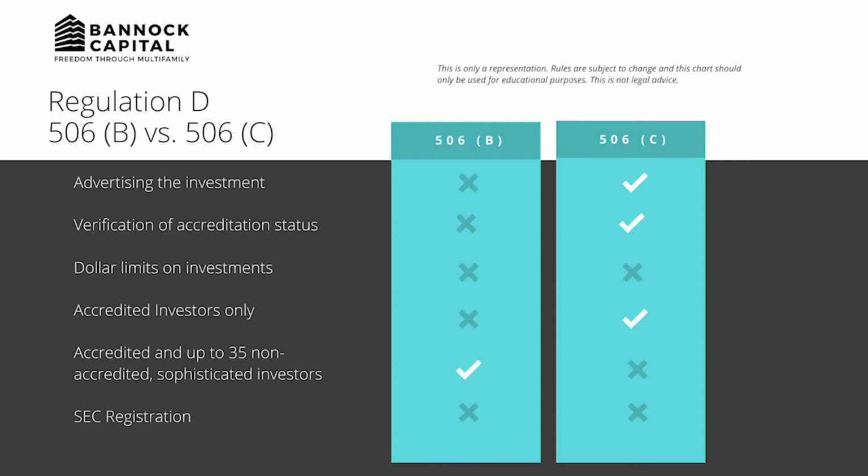506B, you can think of it as for your buddies: up to 35 non-accredited sophisticated investors with a pre-existing substantive relationship. You can't advertise, and it generally is 80 to 90% of the real estate offerings that you see. 506C can only take accredited investors. You can advertise. If you see an advertisement for it, if you see a Facebook ad for it, you see a billboard for it, that's a telltale sign of a 506C offering. But you must verify your accreditation status with either the sponsor or a third-party verification company.